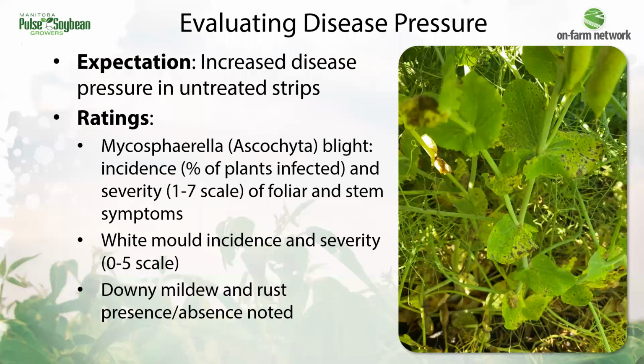Starting in 2019, disease pressure was evaluated in every strip of the fungicide trials. Incidence and severity ratings are taken for Mycosphaerella blight, both for foliar infections and stem infections, and white mold as well. Downy mildew and rust presence are noted, but not rated as intensely as for Mycosphaerella and white mold.